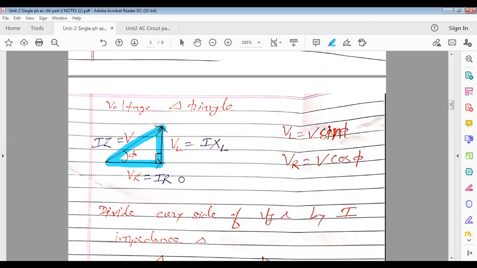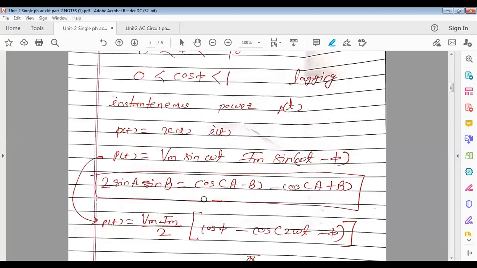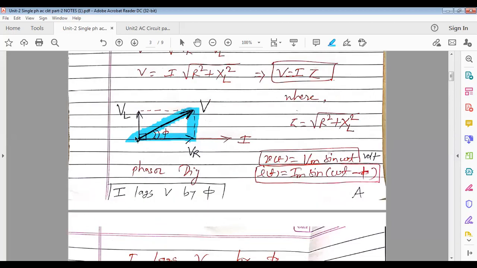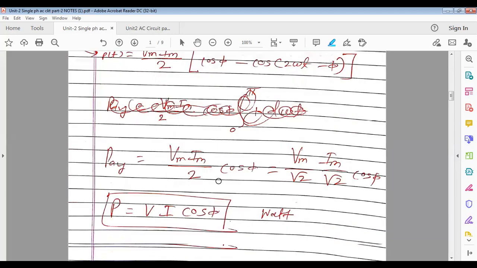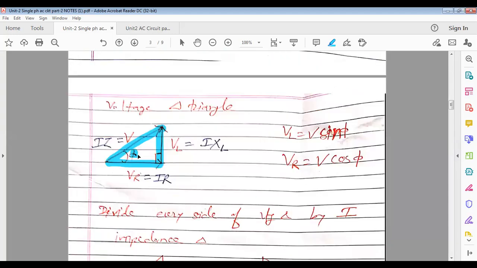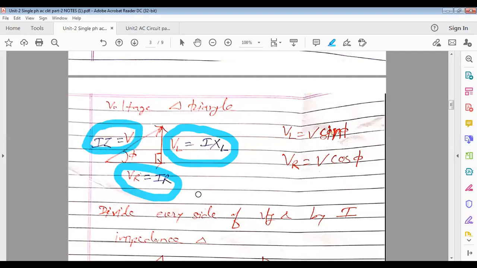And the phase difference you can also see here. What is the phase difference between V and VR? It's phi. This angle I have denoted as phi, and the angle between VL and VR is 90 degrees. So this is called the voltage triangle. Now in this voltage triangle, VL is I into XL, VR is I into R, and V is I into Z. This formula we have seen previously.